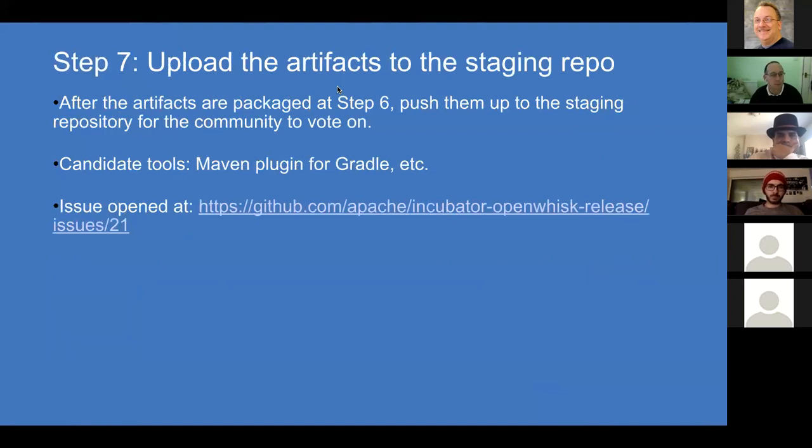Next one, 7. After we package everything, we need to find out where to upload them as a staging process. We can decide later what kind of repo we're going to select as a staging repo. I hope we can have a smooth process right after 6, because if we use Gradle or Maven to build those, we hope they can help us upload to a staging repository without any hassle, and also list those candidate tools over here. This step will go to issue 21.